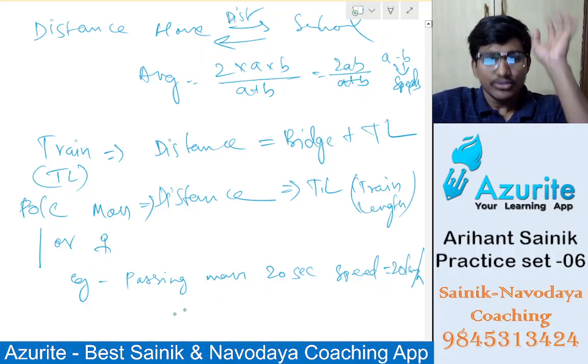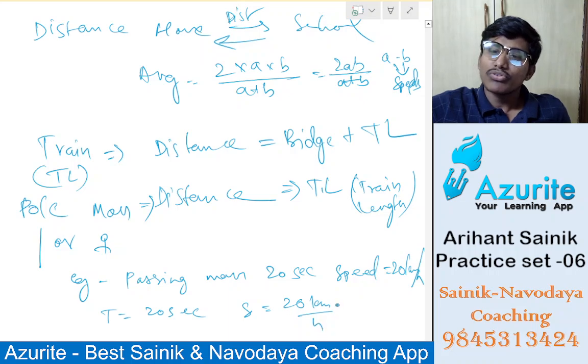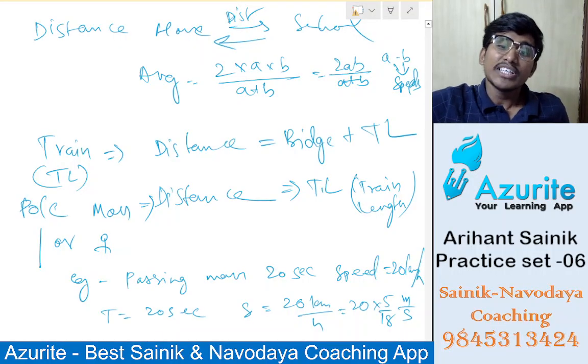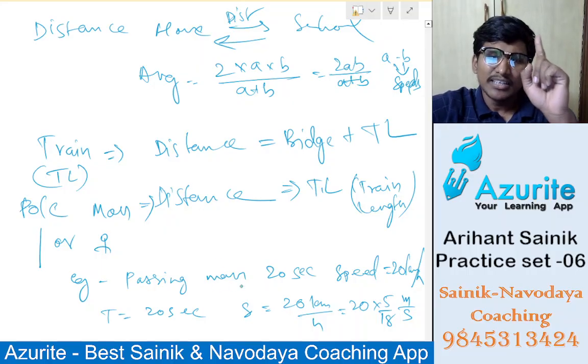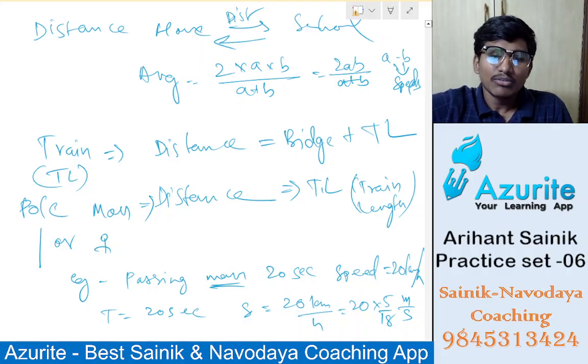Time we know is 20 seconds, and speed is 20 kilometer per hour. Kilometer per hour to meter per second: meter per second is smaller, so we write 5 by 18. Now they are asking train length. For a man it is the same, it doesn't matter. So train length will be the distance. How do you find distance? Speed into time.